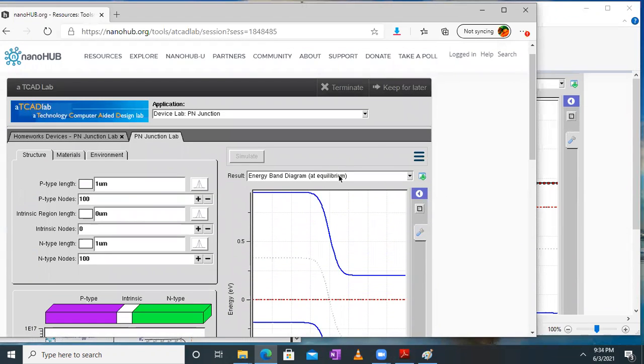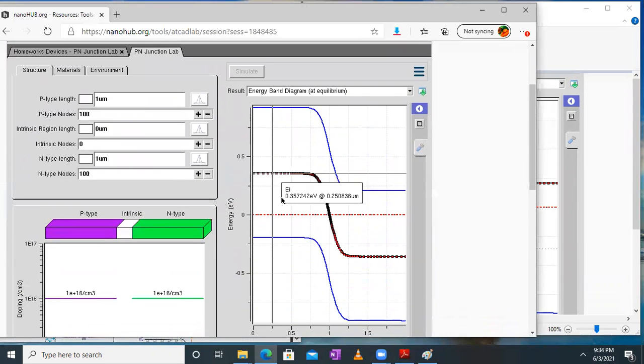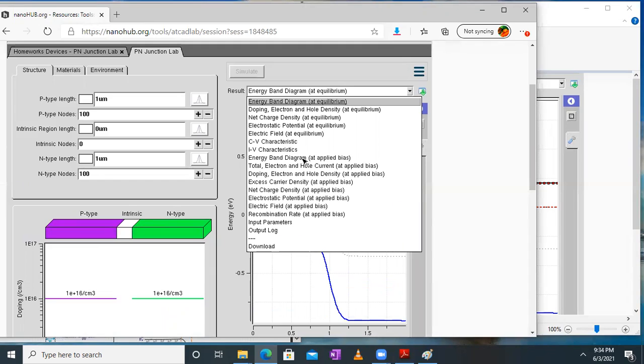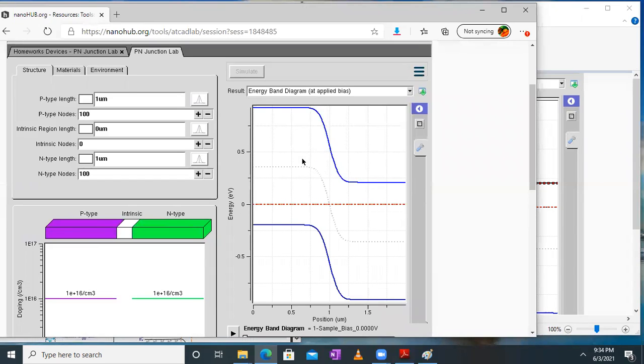So this is the energy band diagram at equilibrium, with the conduction band, the intrinsic Fermi level, the quasi Fermi level, and the valence band. Now let us observe it under applied bias. So this is the applied bias. Under applied bias, we have this.